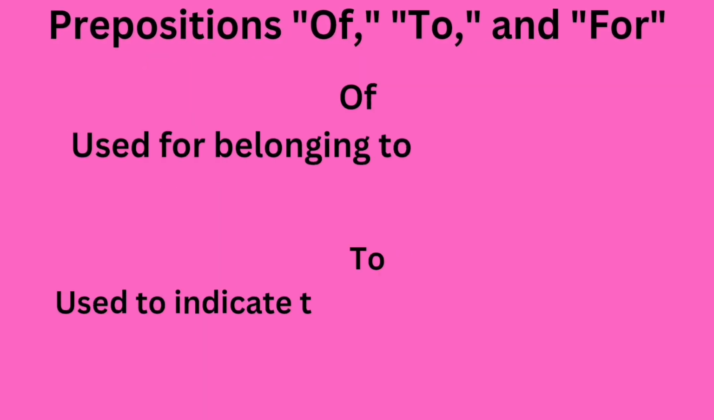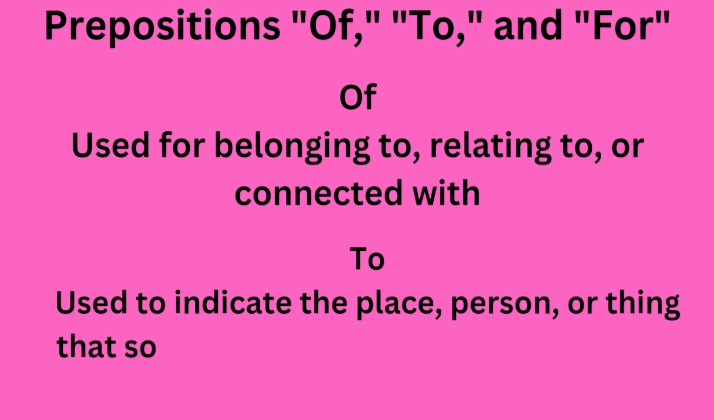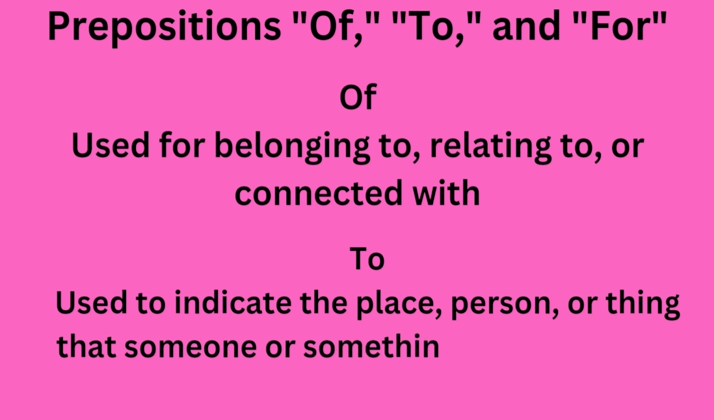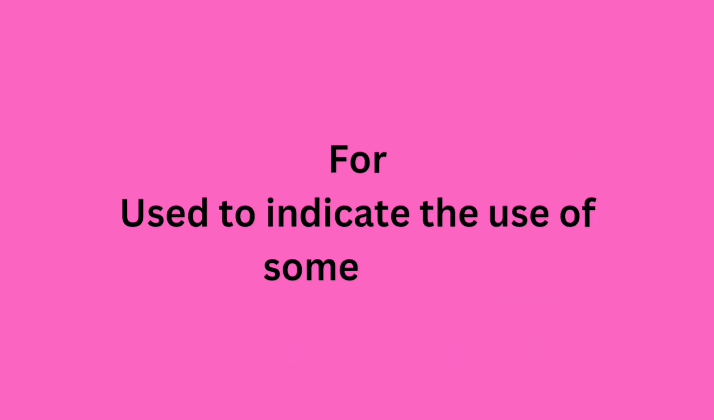Prepositions of, to, and for. Of, used for belonging to, relating to, or connected with. To, used to indicate the place, person, or thing that someone or something moves toward, or the direction of something. For, used to indicate the use of something.